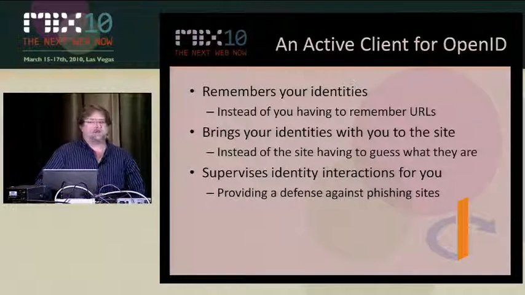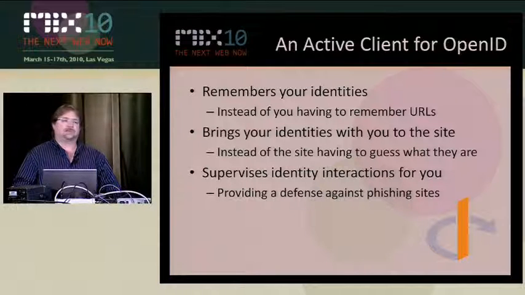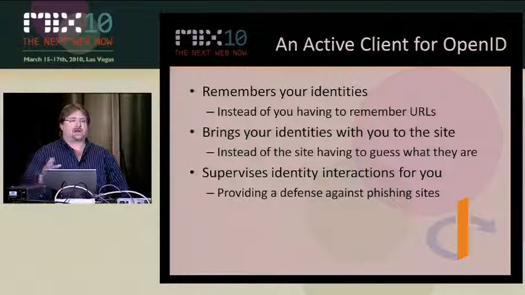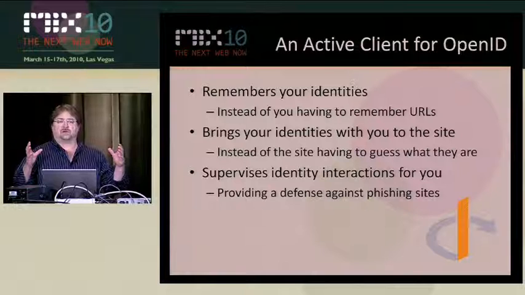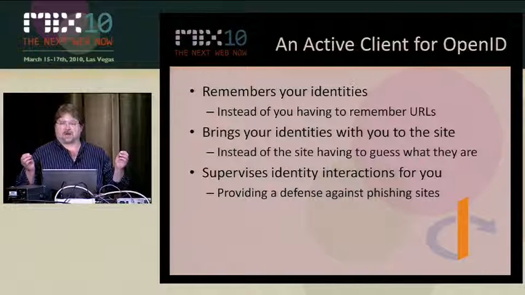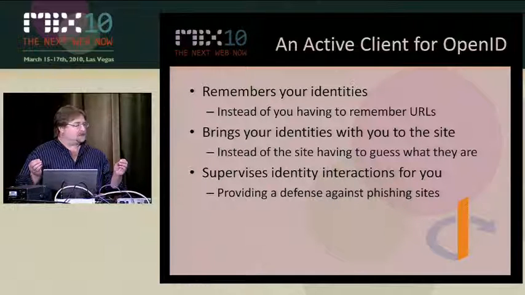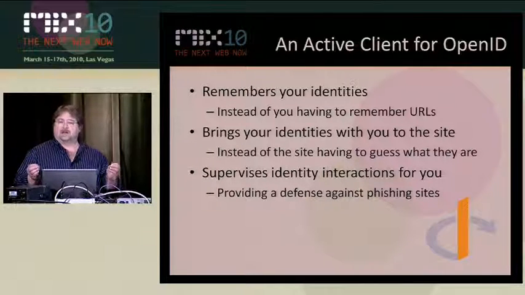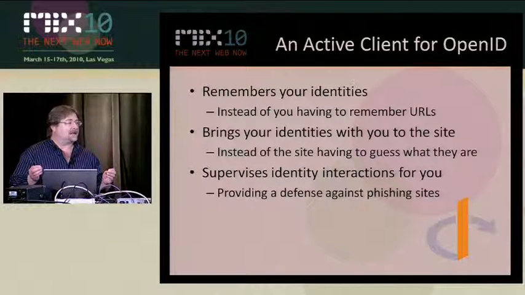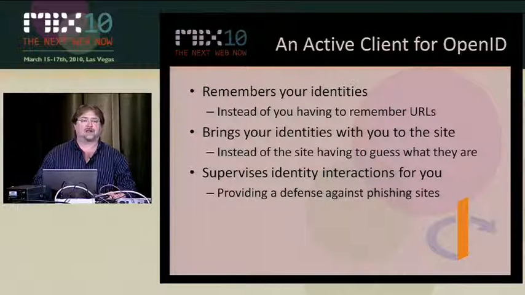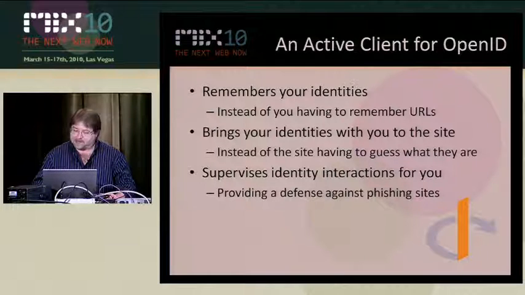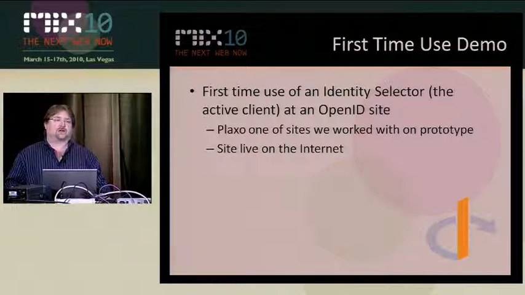A number of people in the OpenID community have speculated that building an active client, a piece of software that helps you manage and supervise your identity interactions online, could both make it easier to use, facilitate choice, and potentially guard you from going to places that you really didn't intend to go, like that phishing OP that I showed you. So let's show that in action.